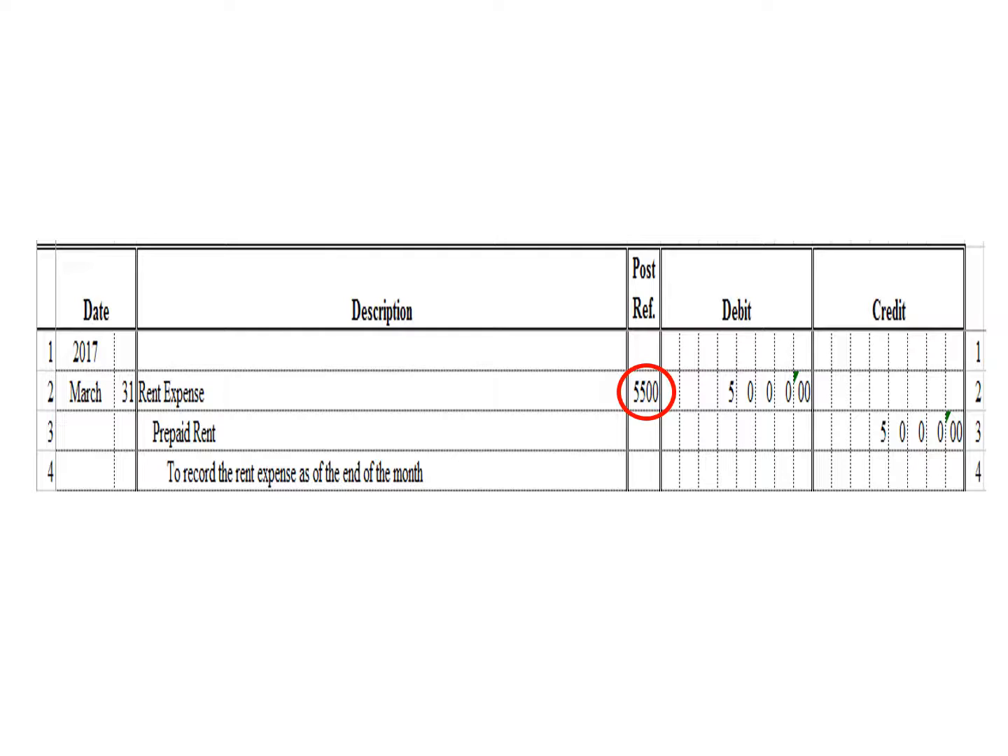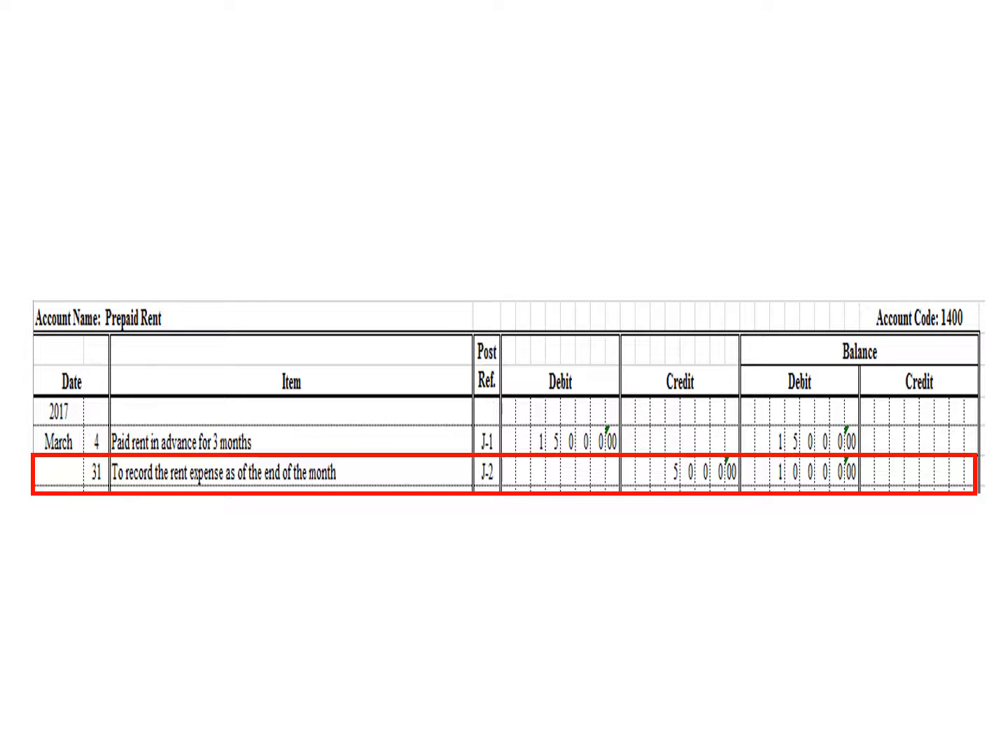Let us post our credit entry. Credit to prepaid rent for 5,000 pesos. In the prepaid rent ledger, we write the date, 31. We write the description to record the rent expense as of the end of the month. Posting reference J2. Under the credit column, we write the amount, 5,000 pesos. In the balance section, under the debit column, we write 10,000 pesos.